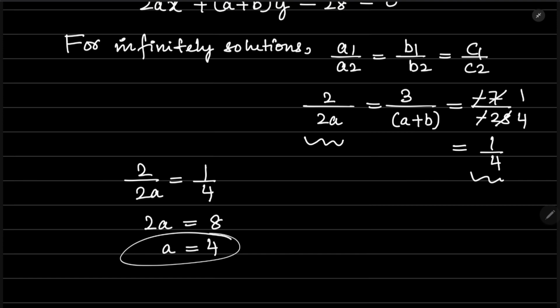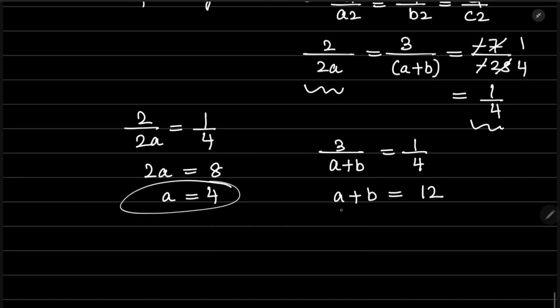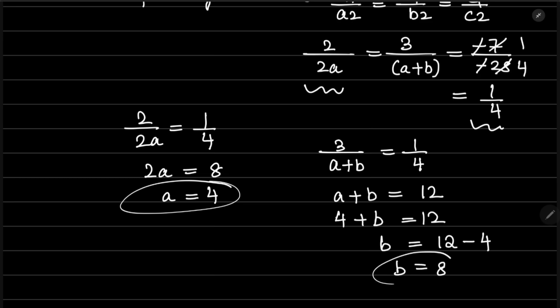Now, take the second and the third one. What is the second ratio? 3 divided by (a plus b) equal to 1 by 4. You can take any two. Cross multiply. What do you get? a plus b equal to 4 into 3, 12. Right? a is 4. So 4 plus b equal to 12. What is b equal to? 12 minus 4, which is 8. That's all. Therefore, your a is equal to 4 and your b is equal to 8. This is your final answer.